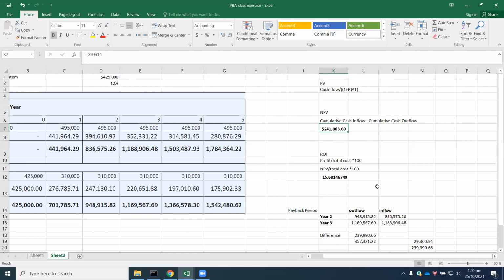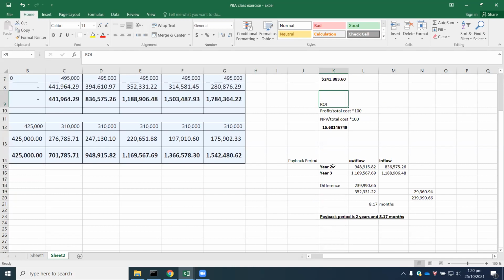Now, if you want to prove it in terms of percentages, that's where you have your return on investment. So your return on investment is 15%. That means you are able to get 15% more of the returns compared to what you had spent. Moreover, you can also conclude that the investment on the system is profitable because you are able to reach a break-even point or a payback period within 2 years and 8.17 months. All good, people?